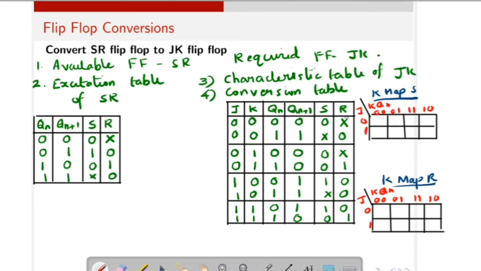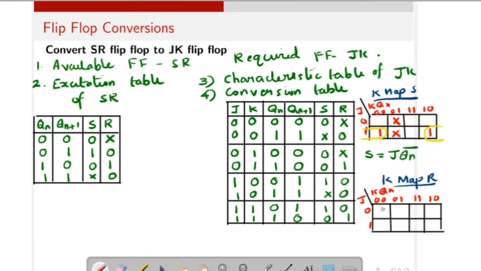Then for S, don't care for the input 0, 0, 1. Don't care. Then 1, 0, 0, 1. 1, 0, 1, don't care. Then 1, 1, 0, 1. Okay, so next we can group. Here we can form a pair like this. So the equation is S is equal to J. Here K is cancelled, then Qn bar.